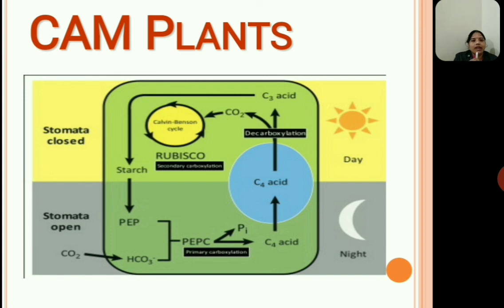So CAM plants include both the C3 pathway and the C4 pathway, but the C4 pathway occurs during nighttime and the C3 pathway occurs during daytime. This type of photosynthesis was discovered for the first time in a member of a family, and the name of that family is Crassulaceae. Hence, the name is given as Crassulacean acid metabolism. So Crassulacean acid metabolism means the CAM plants' metabolism.